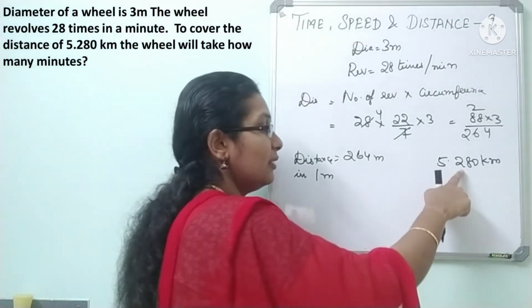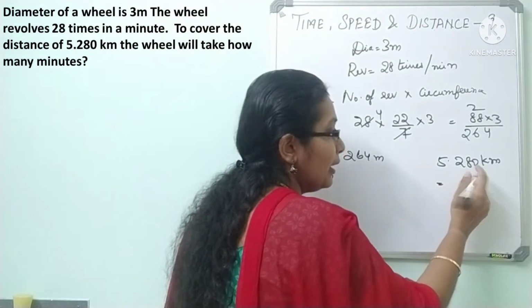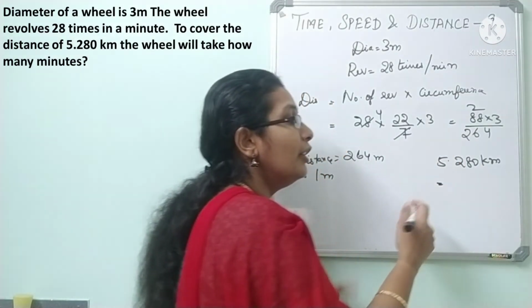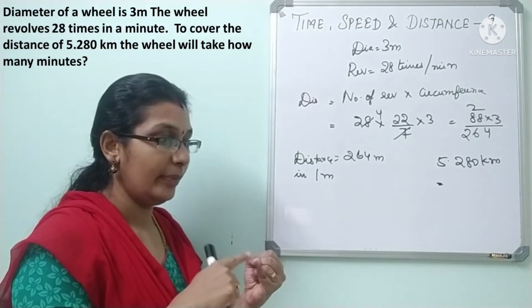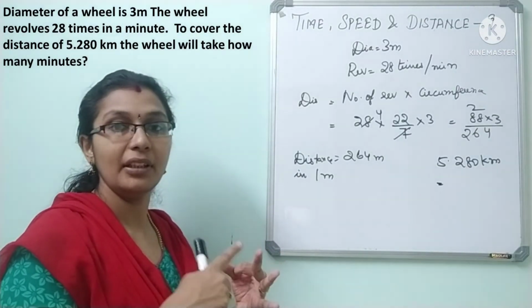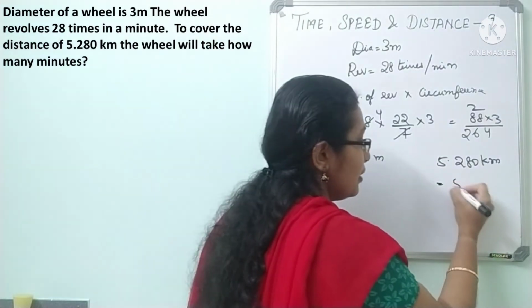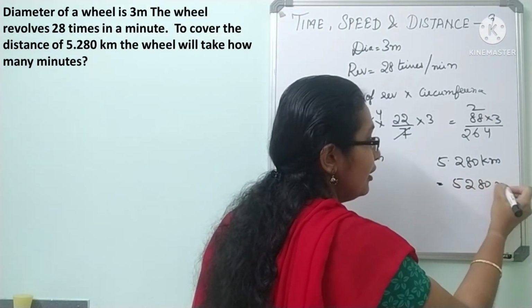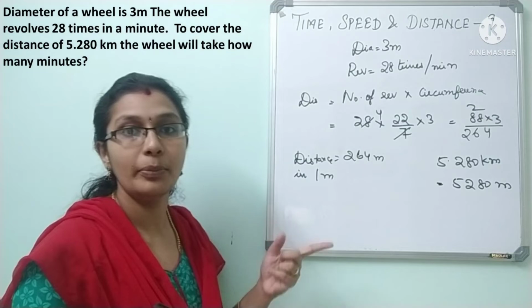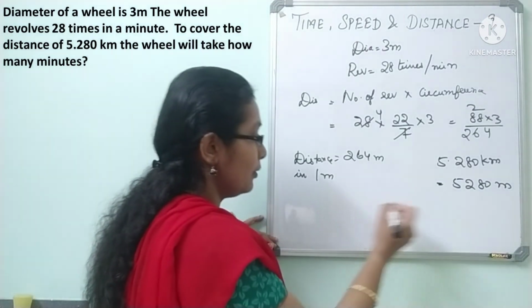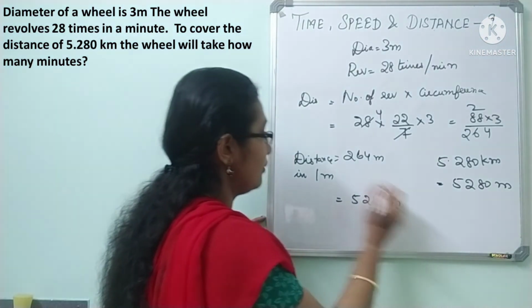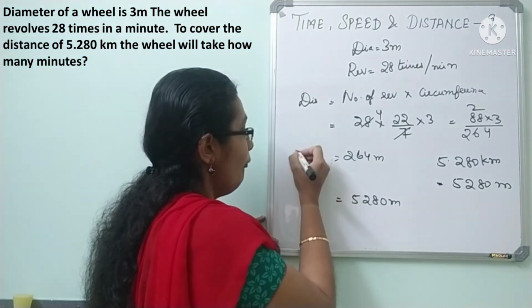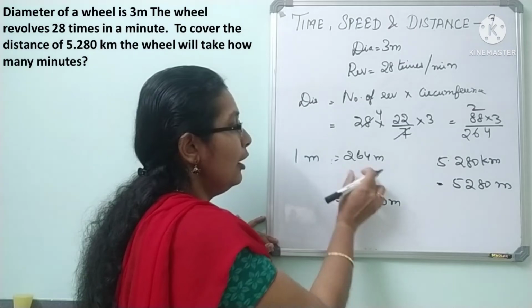So, first convert this to meters. How will you convert kilometers to meters? You will have to multiply it by 1000: decameter, hectometer, kilometer. So, 5280 meters you will get. Correct? Kilometer to meter, multiply by 1000. So, 5280 meters.